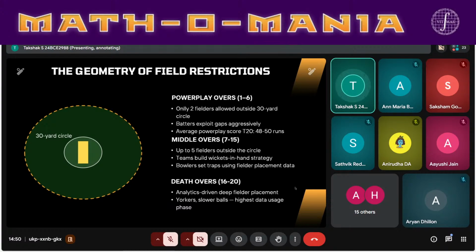And then come the middle overs, from overs 7 through 15. The restriction relaxes significantly here. Now up to five fielders can be placed outside the circle. The captain suddenly has far more flexibility to plug gaps and set defensive fields. And the final phase is the death overs, from over 16 through 20. It represents the phase of a T20 match with the highest analytics usage for delivery selection.